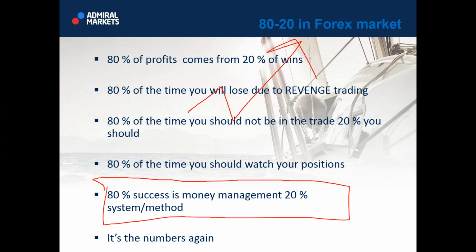So focus 80% on money management. Try to do that correctly, unless you want to gamble. I always say, yes, you can gamble if you have money to spend. Then okay, maybe you will have luck in that. But if you want to do it properly, then 80% is definitely money management and 20% is system. It will always boil down to the numbers again.